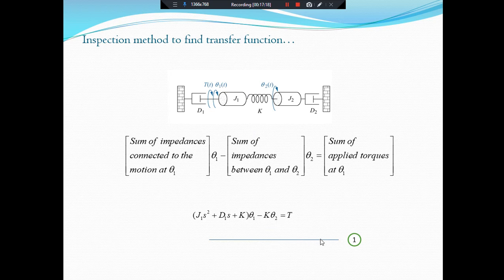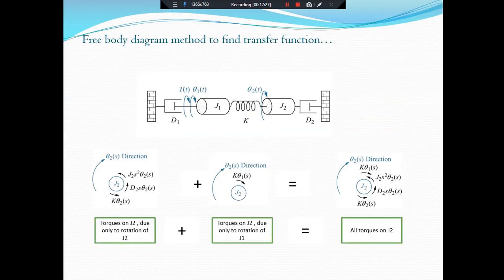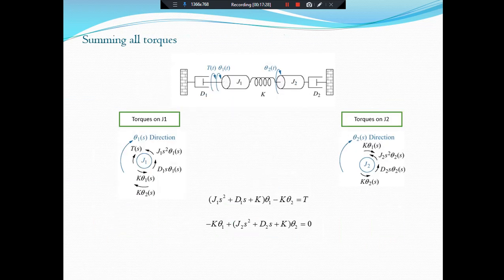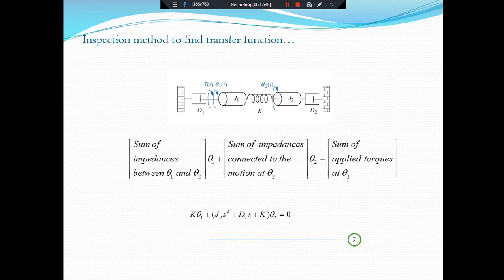This will be equation 1, and this will be the same equation as we have written in the previous equation. You can see, yeah, check this equation. This equation is the same as we got from the free body diagram, by the inspection method. Similarly, for J2, for the second equation, we will write the sum of impedances between theta 1 and theta 2 with the negative sign.